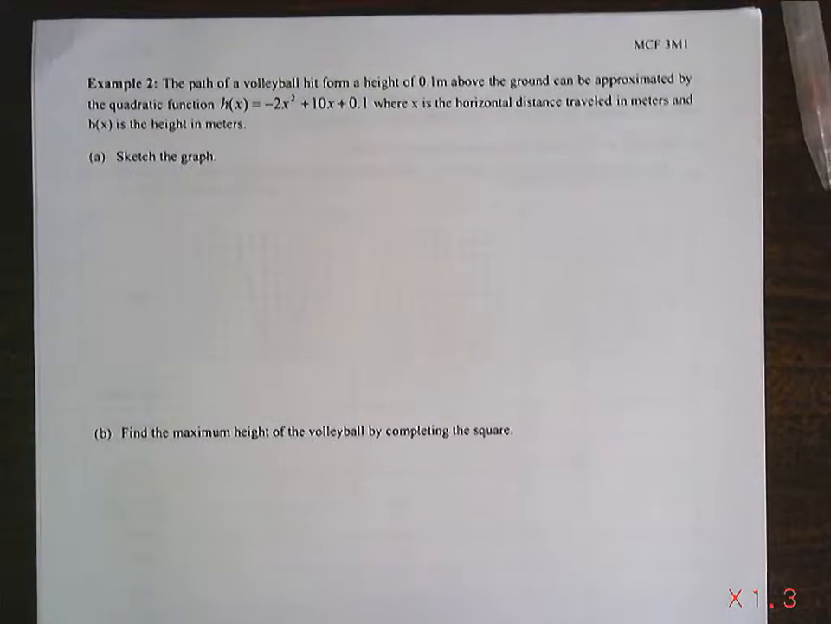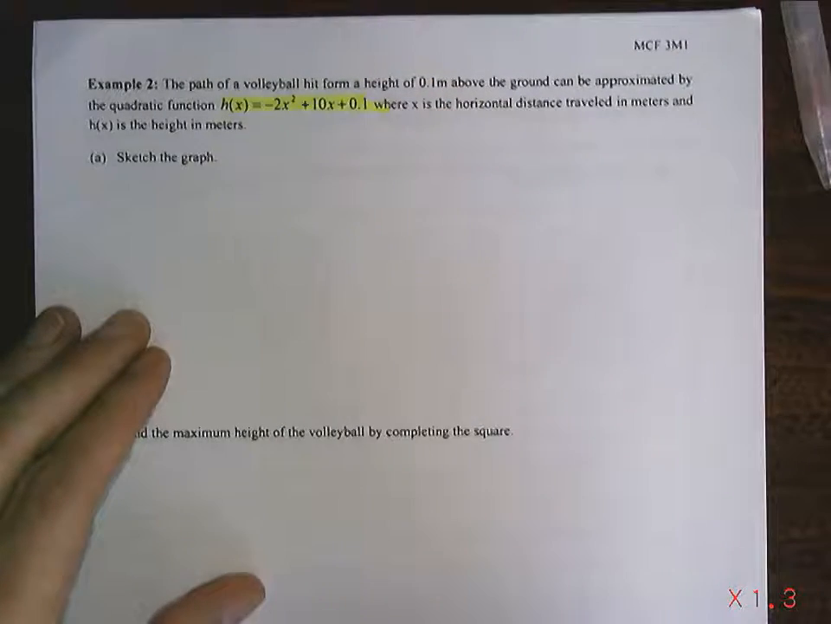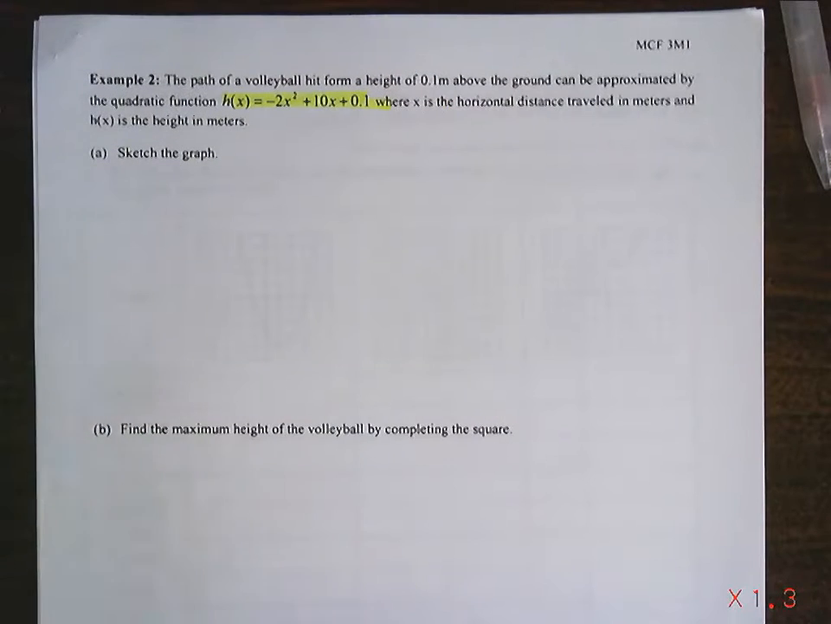So example 2. This is an application of completing the square. The path of a volleyball hit from a height of 0.1 meters above the ground can be approximated by this formula, where x is the horizontal distance traveled in meters and h of x is the height in meters. First off, sketch the graph.